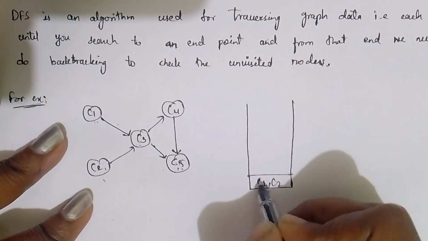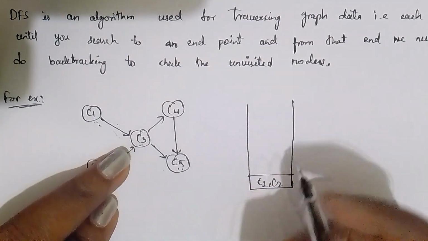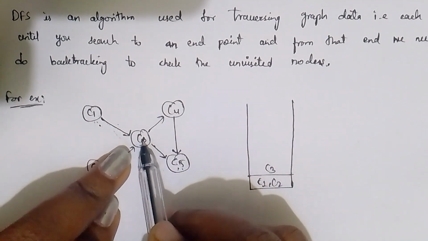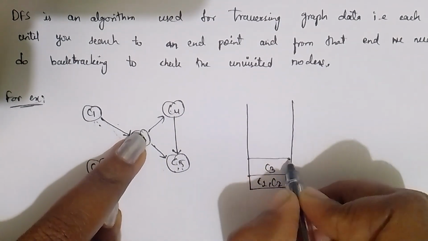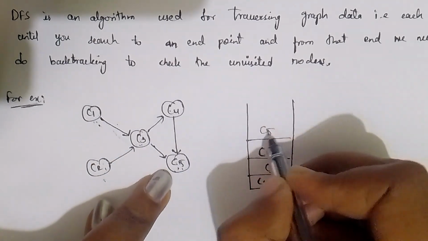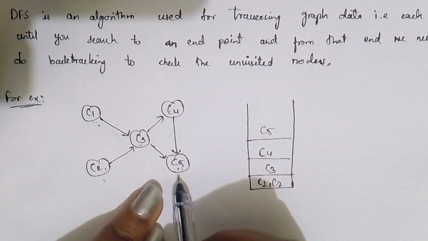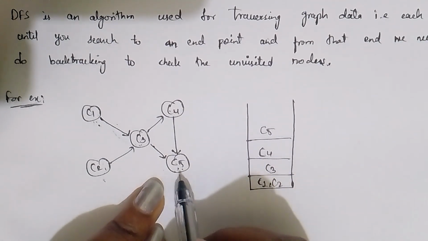C1 and C2. From C1, we need to traverse towards C3. From C3, we can go either towards C4 or towards C5. I am going towards C4. Now C4, and now C5. C5, and now we have reached an end. We have no nodes to go to further, right? We have to stop here.